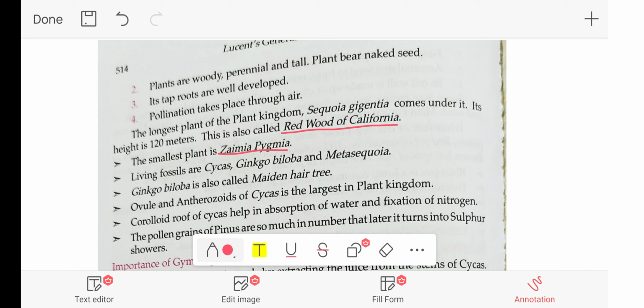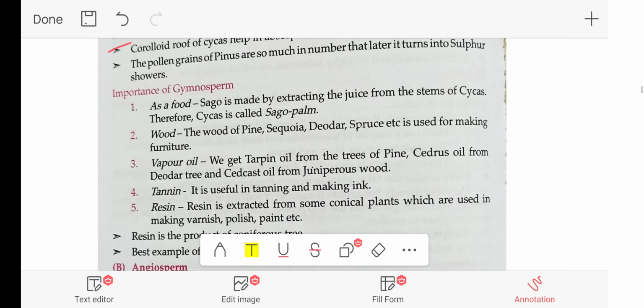Living fossils are Cycas, Ginkgo biloba, Metasequoia. Ginkgo biloba is also called maidenhair tree. The ovule and antherozoids of Cycas are the largest in the plant kingdom. Coralloid roots of Cycas help in absorption of water and fixation of nitrogen.